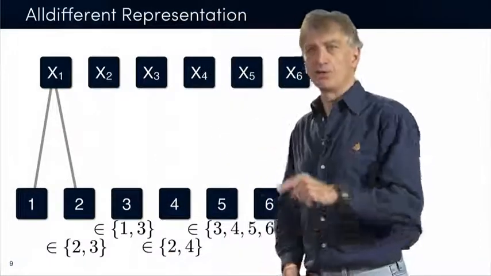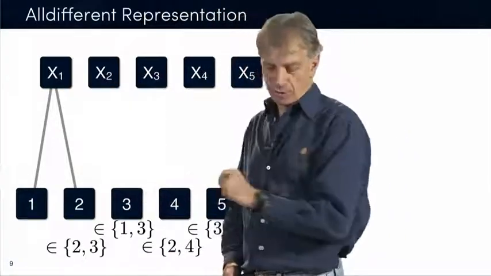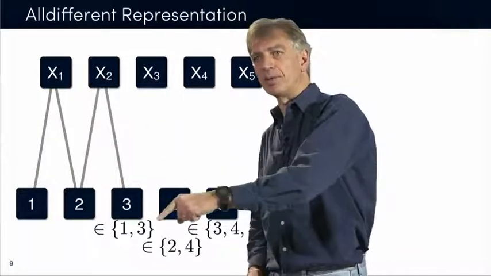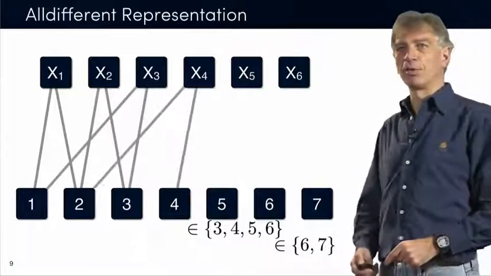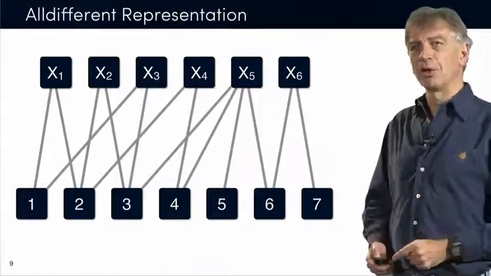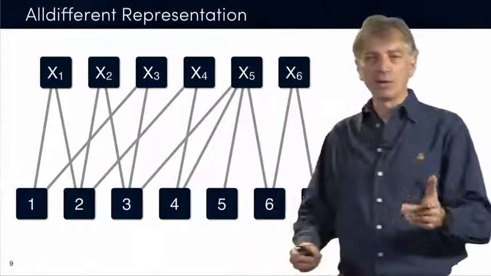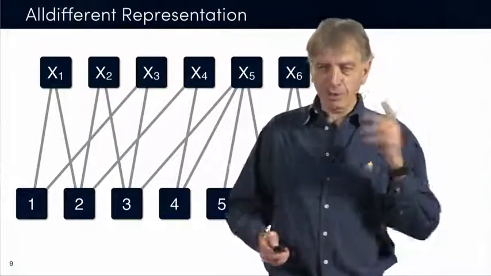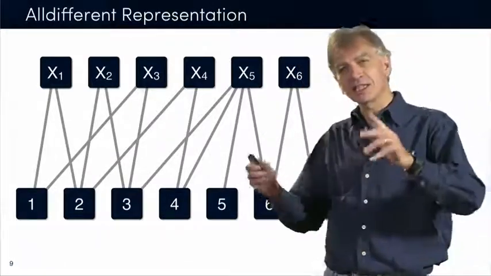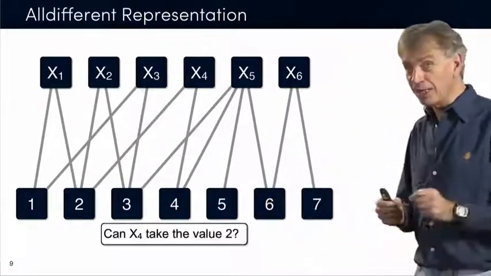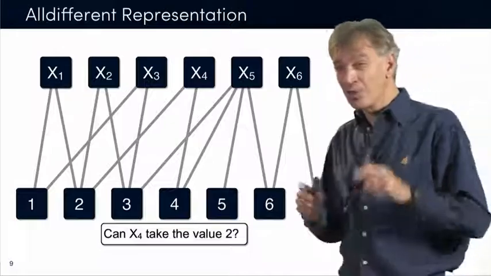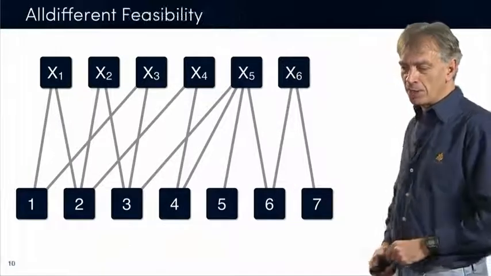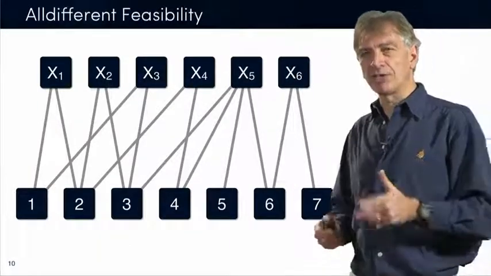Okay. Now we look at variable 2. Variable 2 can take values 2 and 3. So we're going to put an edge from x2 to 2 and an edge from x2 to 3. And we do that for all the variables. And then you get this beautiful graph now where there is an edge between a variable and a value if essentially the value is in the domain of the variable. Okay. Now so far we haven't done very much except drawing a very nice picture. Okay, and once again, with this representation, can you see that x4 cannot take the value 2? Okay, now the first thing that we have to do is to find out if this constraint is feasible.